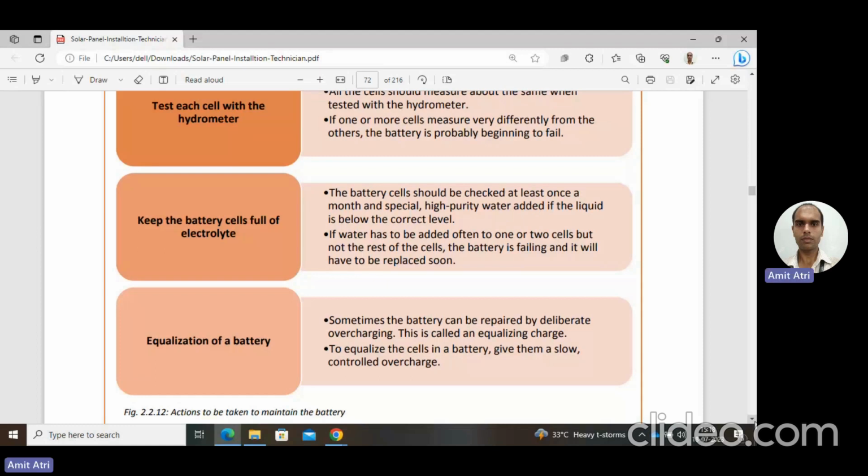Another activity should be the equalization of the battery. Okay, sometimes the battery can be repaired by deliberate overcharging. But we cannot just simply provide an extra charge, because we need to give a very slow, controlled overvoltage. Okay, overcharge means it is charge, but higher charge, and that should be given very slowly. So this is called an equalizing charge.